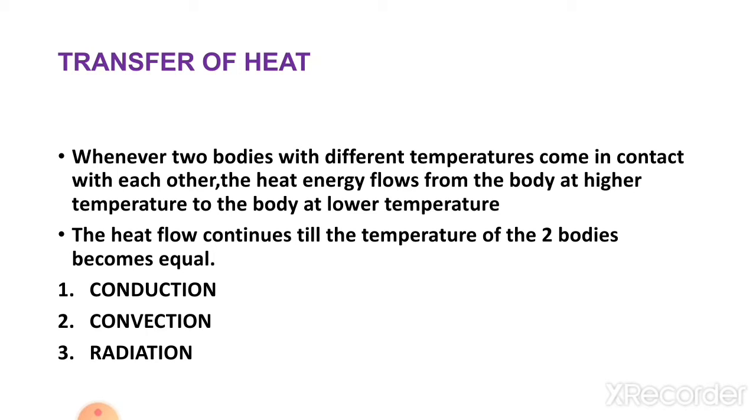So, children, we all know that whenever two bodies of different temperatures come in contact with each other, what happens? Obviously, the heat energy will flow from the body at higher temperature to the body at lower temperature. The heat flow will continue till the temperature of the two bodies becomes equal. So the transfer of heat takes place in three different ways: conduction, convection, and radiation. Let us study all these three methods and their characteristics and applications.